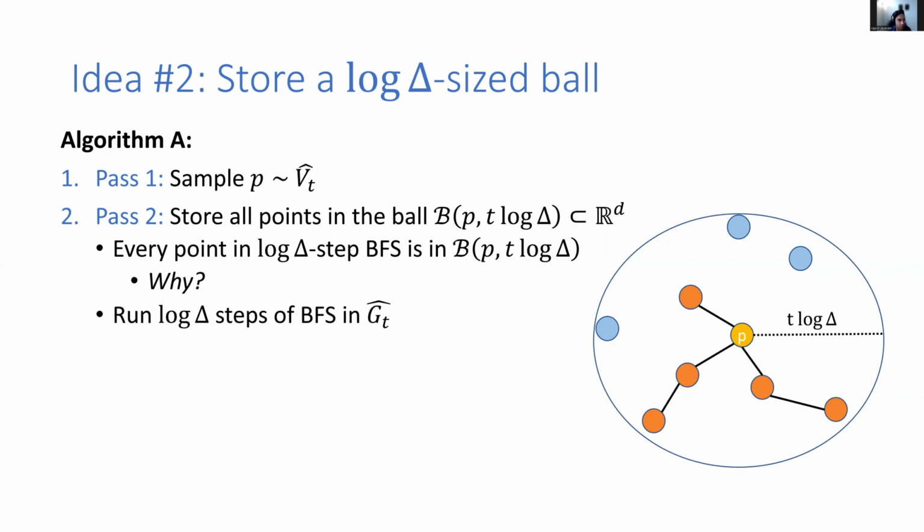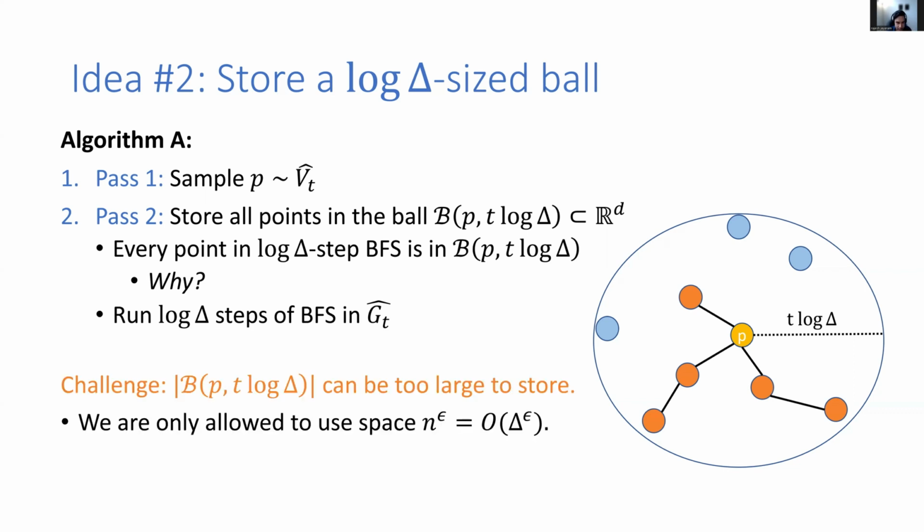Why is that? It's simply the triangle inequality. Each point that I could explore moves me distance T away from the last point I was at. So log delta steps of a BFS moves me distance at most T times log delta away. So I just store all the points in this ball. And then at the end of the stream, I could run the BFS locally in memory because I have all the points that I could possibly need to explore. So this would allow me to run log delta steps of the BFS and be in great shape.